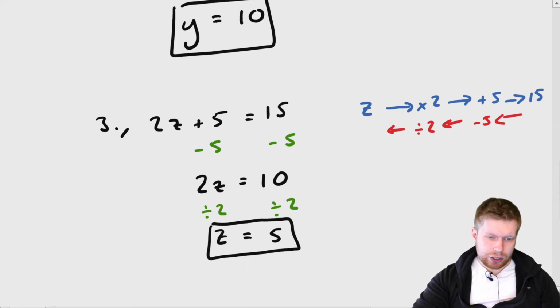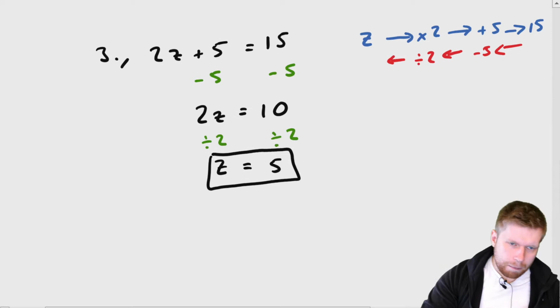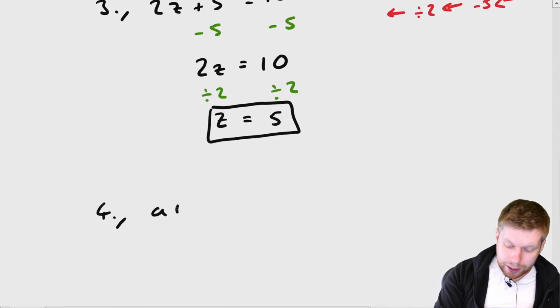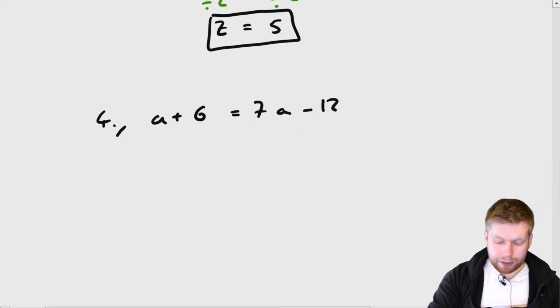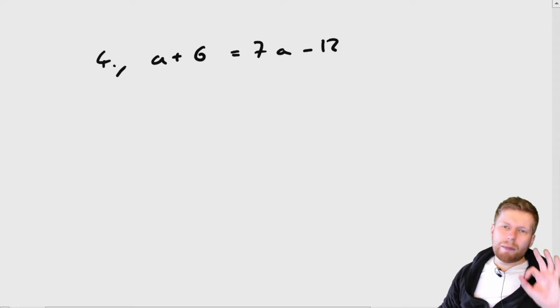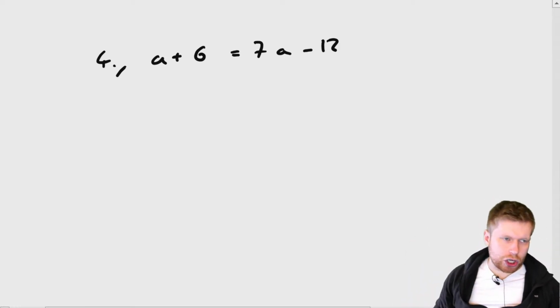All right, let's try something a little bit more tricky then. Let's try something like this. So let's try a plus 6 equals 7a minus 12. Now something like this is, well, it's not impossible to do by trial and error. You would get there eventually, but it's much easier to do the methods which I've just shown you.